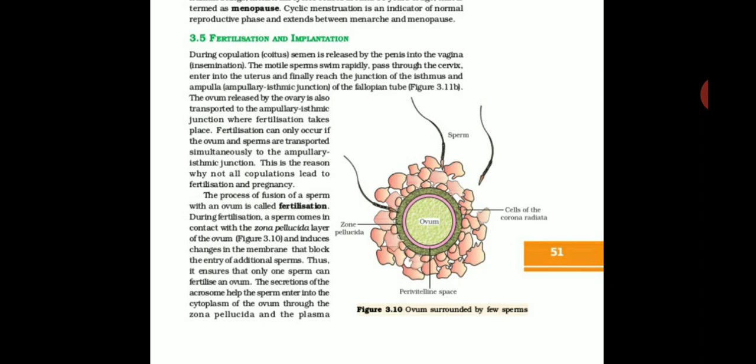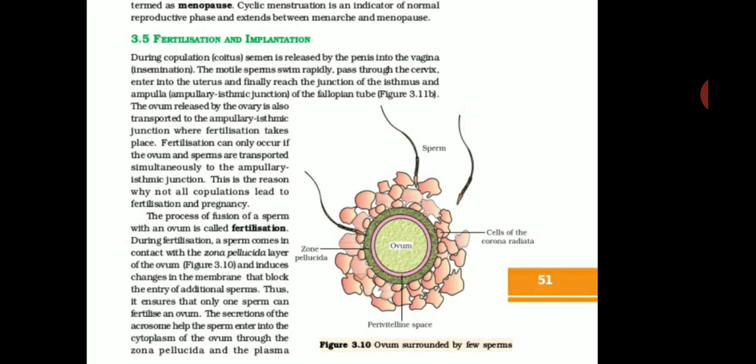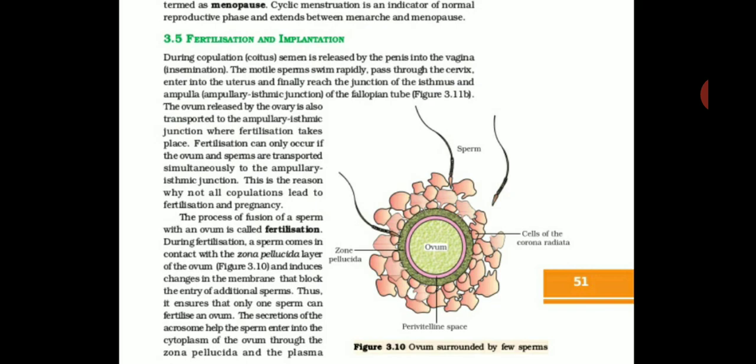Students, today we are taking chapter number 3, the topic fertilization and implantation. Fertilization, the definition: as we know, the fusion of male and female gamete is called fertilization. So in the case of human beings, we can say that the fusion of sperm and ovum forms a zygote, then becomes an embryo. This is called fertilization.